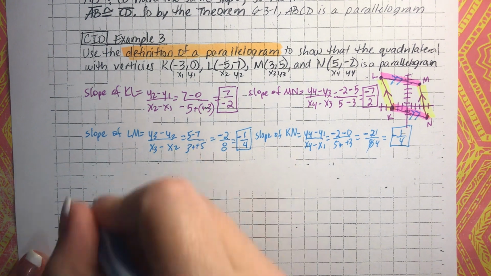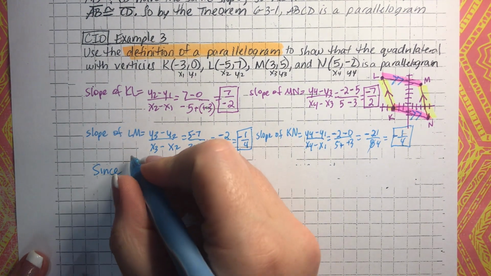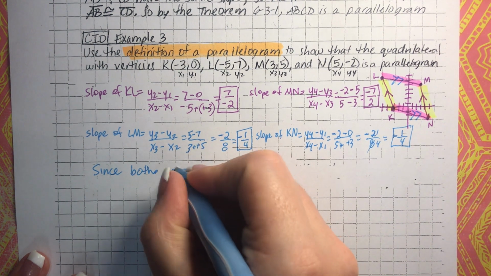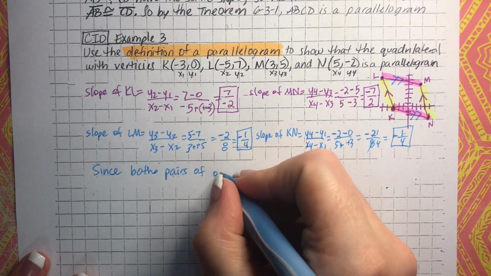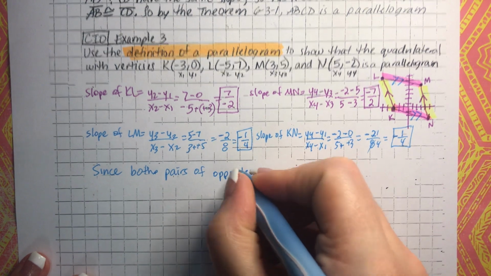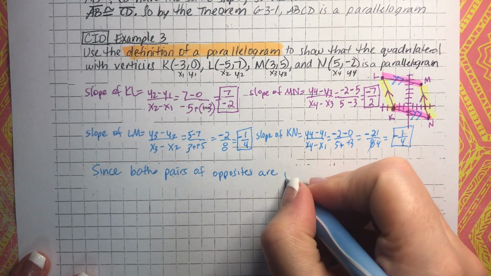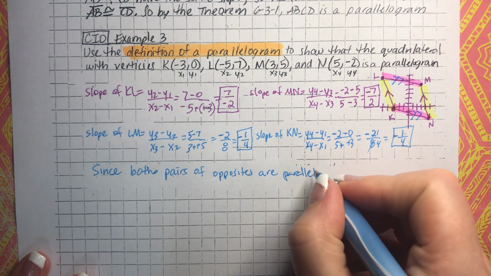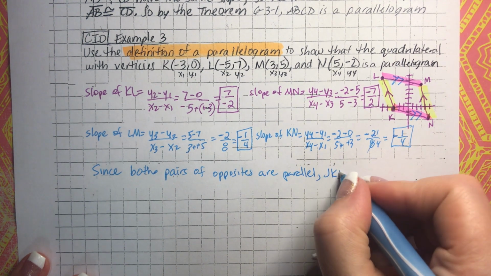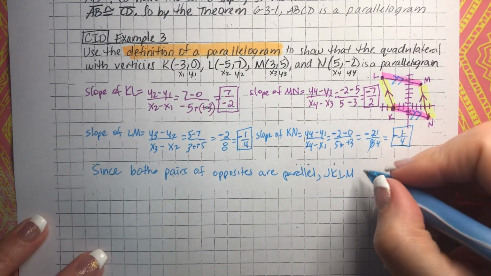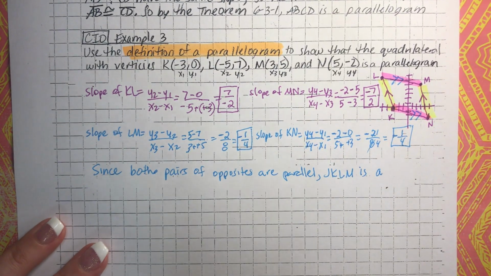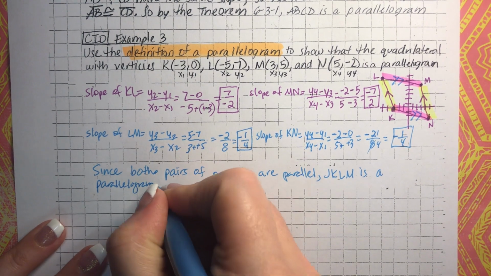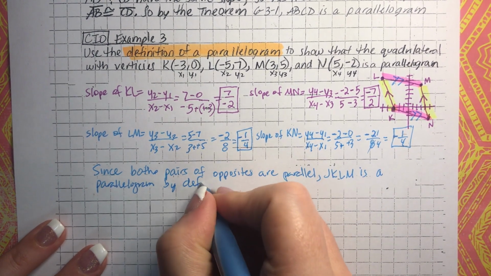Perfect. So since both pairs of opposite sides are parallel, KLMN is a parallelogram by definition.